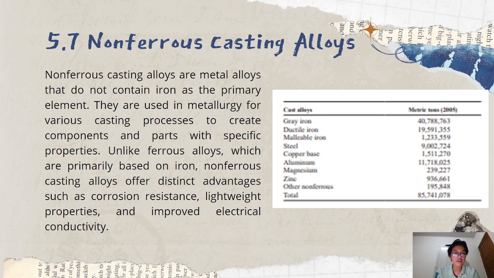In 5.7, non-ferrous casting alloys. Non-ferrous casting alloys are metal alloys that do not contain iron as the primary element. They are used in metallurgy for various casting processes to create components and parts with specific properties. Unlike ferrous alloys, which are primarily based on iron, non-ferrous casting alloys offer distinct advantages such as corrosion resistance, lightweight properties, and improved electrical conductivity. You can see the table of cast alloys.